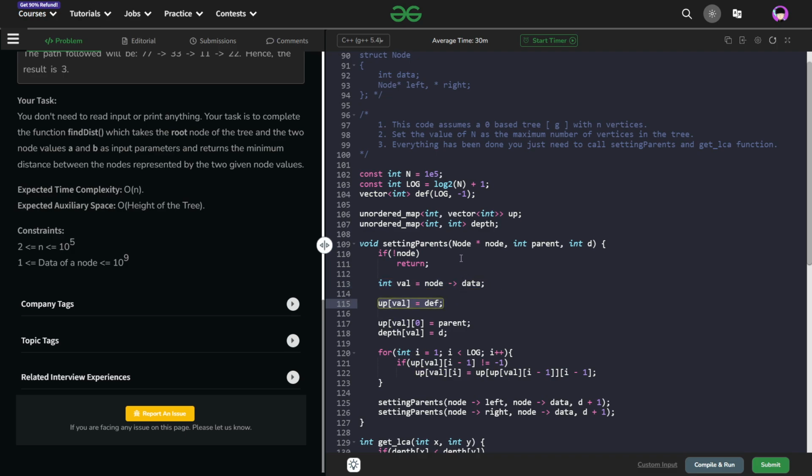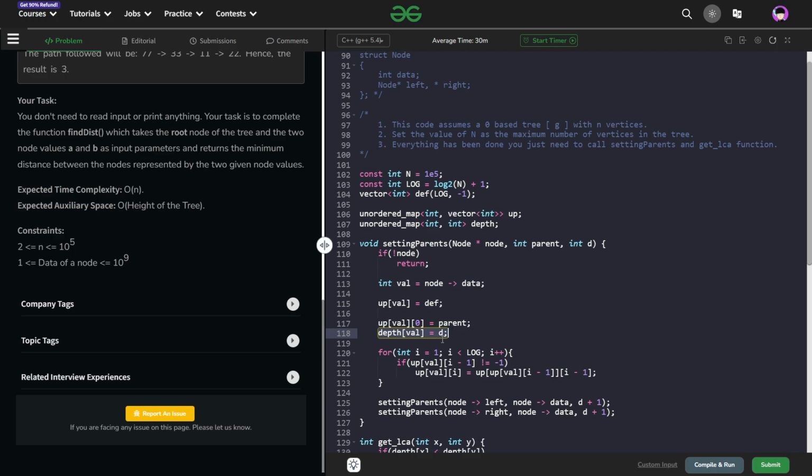This basically means initially what I did was I initialized all the values with -1 in this up vector. But since now I have a map, I have no way of initializing these values to a default value, right? It will do whatever it wants. So whenever I reach a new node, I'm going to initialize it with this particular default vector so that all the values for this node are -1. Now up of value of 0 is going to be a parent. I'm receiving an integer, but node I'm receiving in node pointers. That is why I have to convert it into value first.